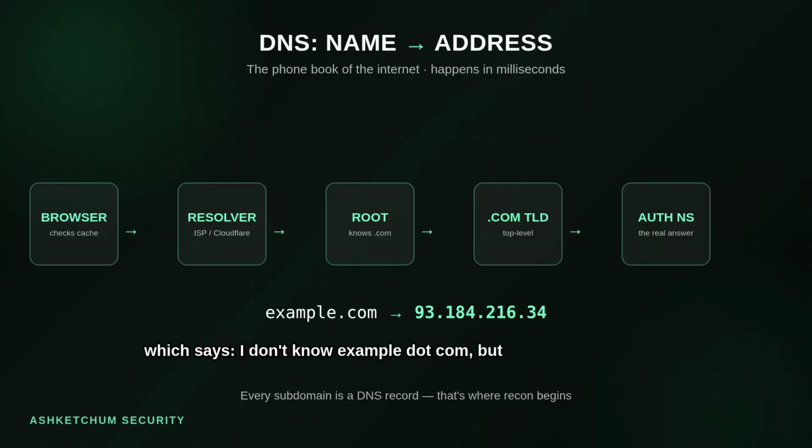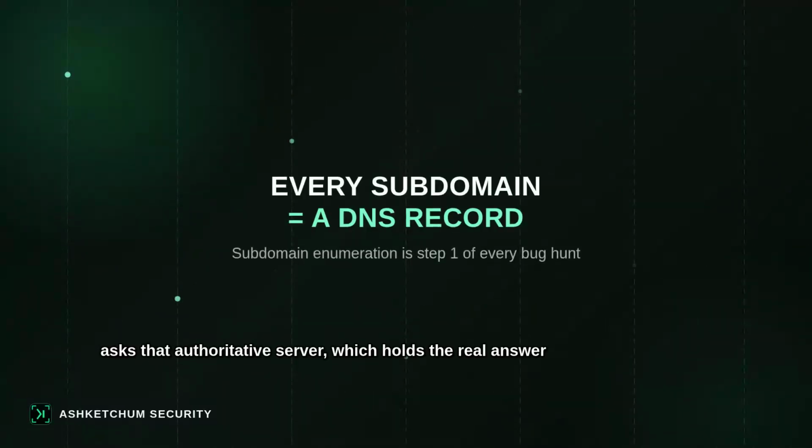It goes to a root server which says, I don't know example.com, but I know who handles .com, ask them. It asks the .com TLD server, the top level domain server, which says, I know the authoritative name server for example.com. Finally, it asks that authoritative server, which holds the real answer and returns the IP. Your browser now knows where to send its request. This whole relay happens in milliseconds.